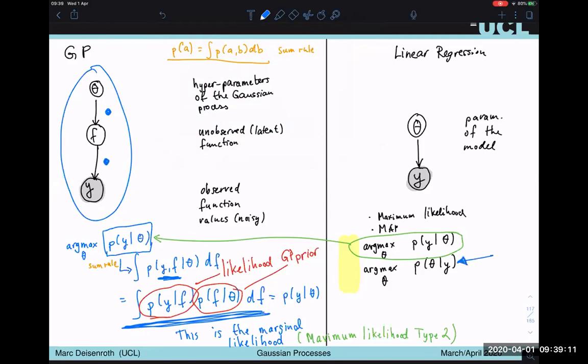Now the other question that we had was what happens if we actually now look at MAP estimation in the linear regression setting? How does that translate into MAP estimation in some form in the Gaussian process setting? So what do we require in MAP estimation for linear regression? What did we do?